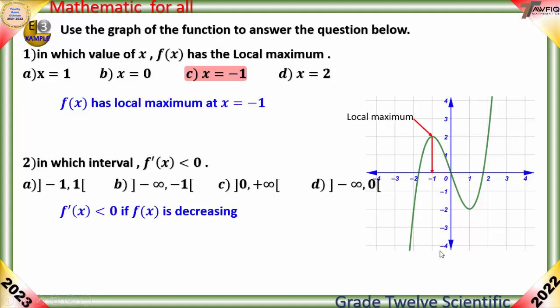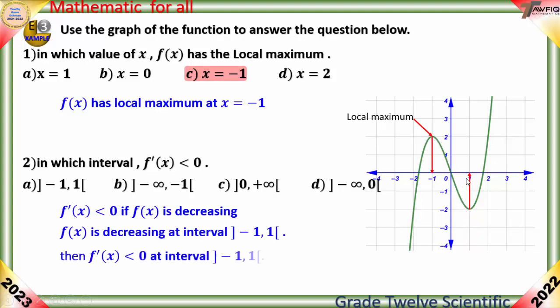As you can see, we have a local maximum and a local minimum, and we have 3 intervals: one from minus infinity to minus 1, the second from minus 1 to 1, and the third from 1 to positive infinity. As you can see at the graph of the function, the function f(x) is decreasing at the interval (-1, 1). So f prime of x is less than 0 at the interval (-1, 1). That means A is the correct answer.